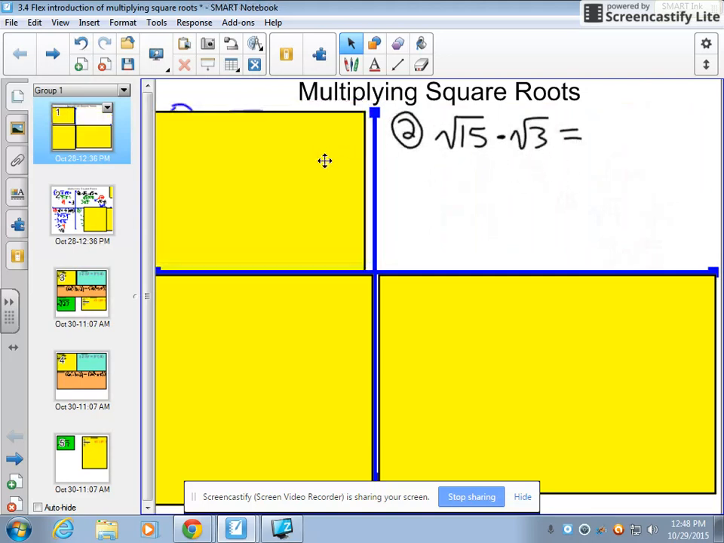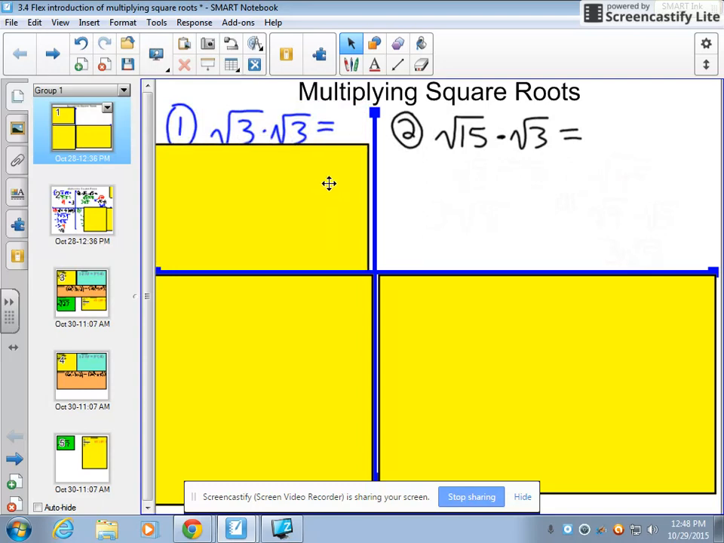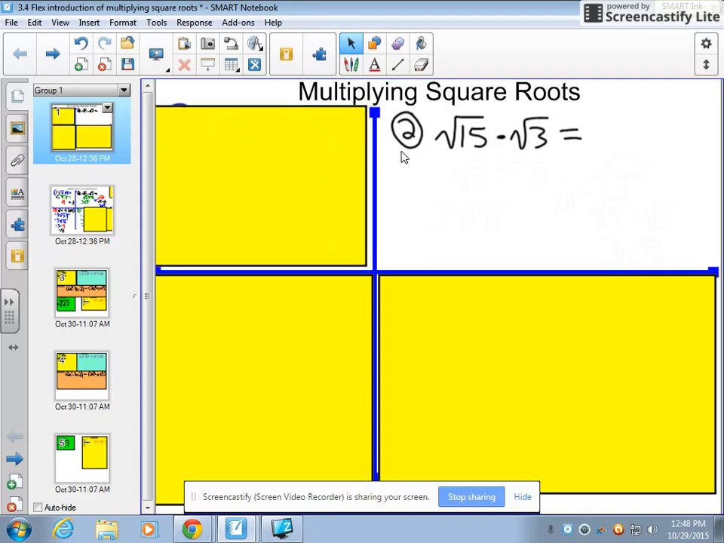Our second example here, moving forward, is we're going to take two numbers that are not the same. Notice back here we had two that were the same, and I was able to get that answer fairly quickly. Here I can do two ways to solve this method.